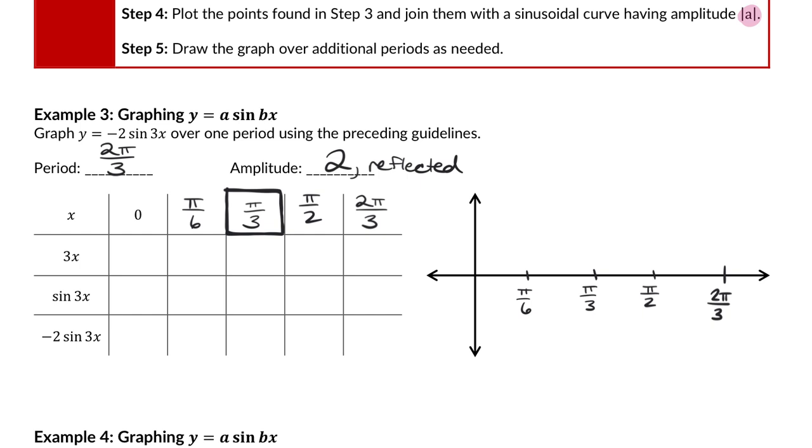Okay, now we need to work from the inside out, because this function wants me to multiply these values by 3. What is 0 times 3? 0. What is pi over 6 times 3? Oh no, our fraction rules. Pi over 2, because it's 3 pi over 6, and we reduce that down to pi over 2. What is pi over 3 times 3? Pi. What is pi over 2 times 3? 3 pi over 2. What is 2 pi over 3 times 3? 2 pi.